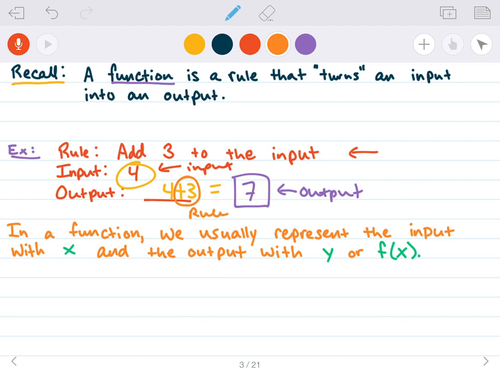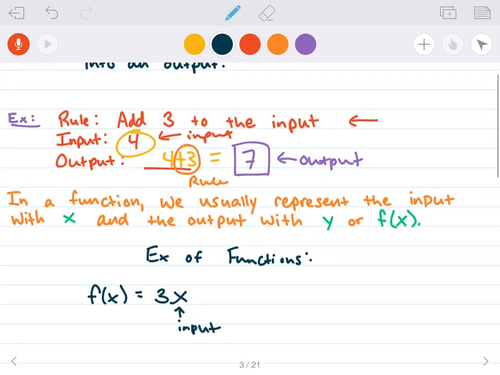Now, in algebra, we usually represent the input with an x and the output with a y, or an f of x. So examples of functions, we could have something like f of x equals 3 times x, okay? So this is our input. We can put in anything we want for x. It doesn't have to be 3 or 4 or 2. We can put in anything we want. And we're always going to get an output, right? And that's our f of x.